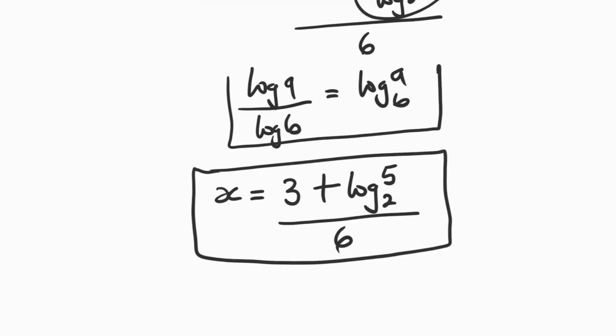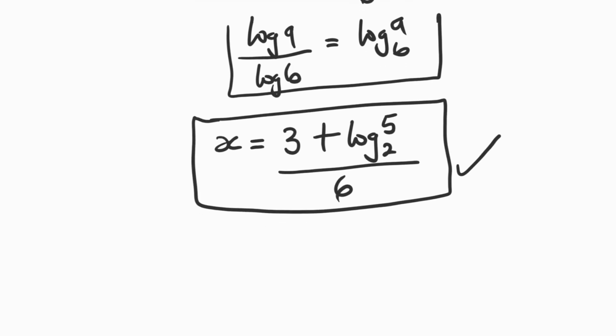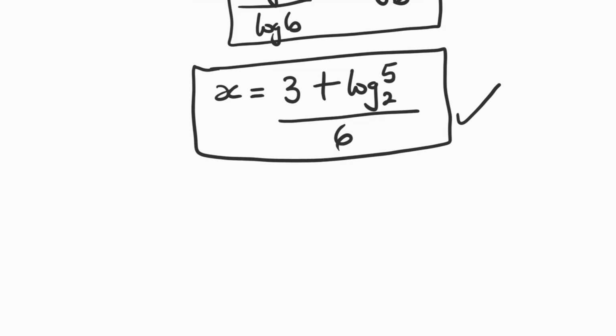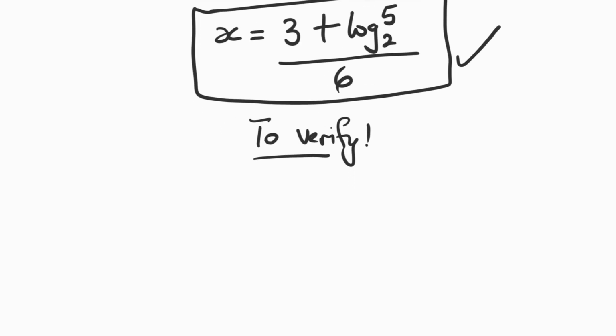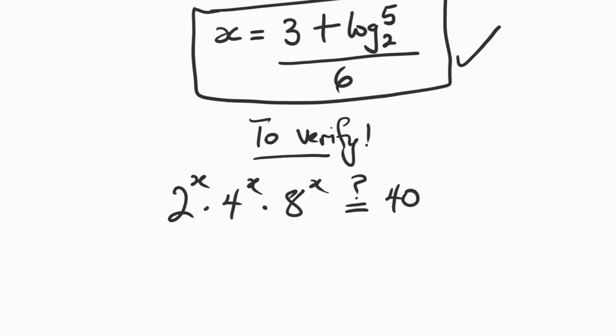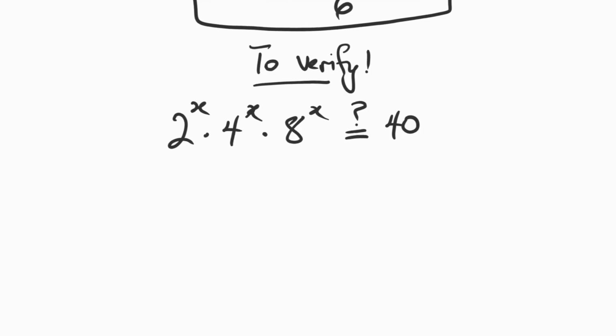And this is our final answer. Now we're going to go ahead and verify and make sure that this answer is correct. So to verify, our question was what? 2 raised to the power x, 4 raised to the power x times 8 raised to the power x. Now we're going to try to see if the left-hand side is going to be equal to the right-hand side, which is 40.